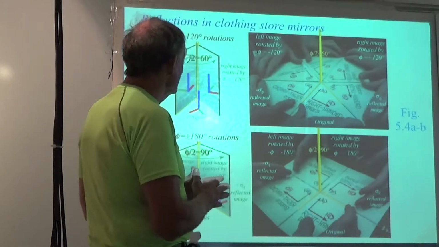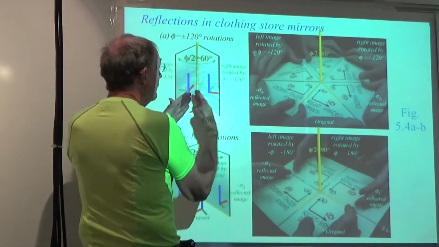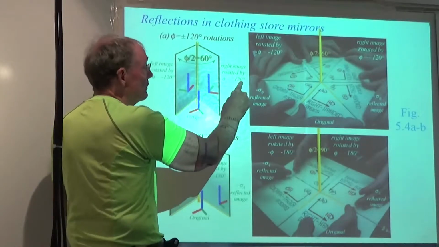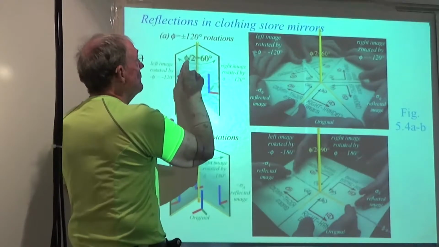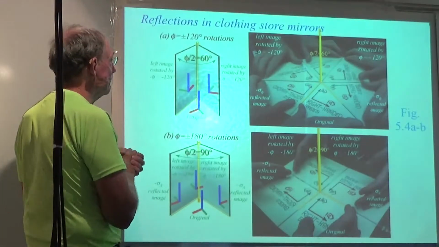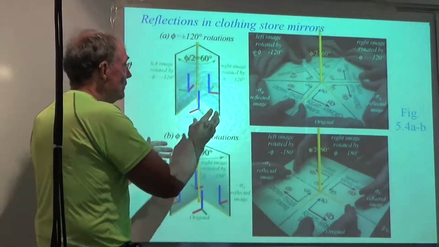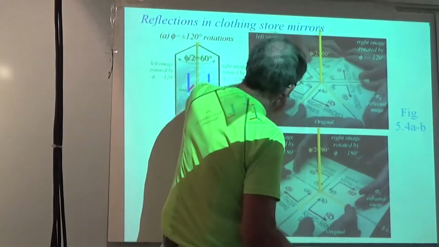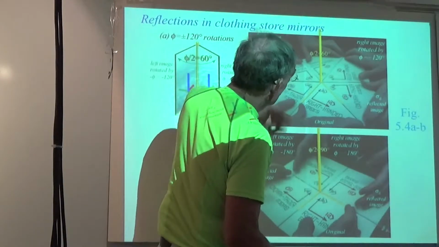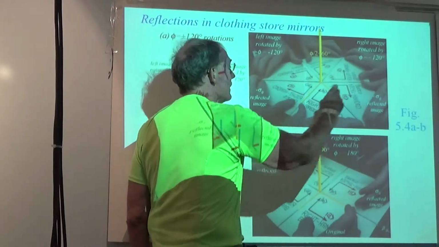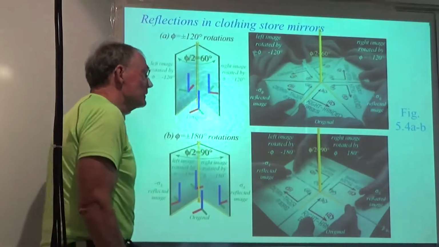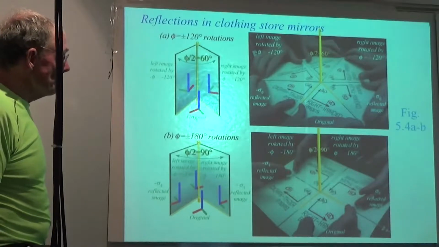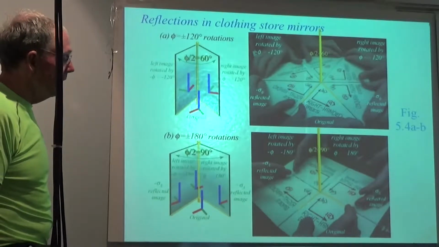So the rule is, if you want to rotate something by 120 degrees, set your mirrors to half of that. And you'll see a positive 120 degree rotation on one side, you'll see a negative 120 degree rotation on the other side. And between that you'll see reflections that are rotated also, but they're more than rotated. They've been flipped. They're not right-handed anymore.